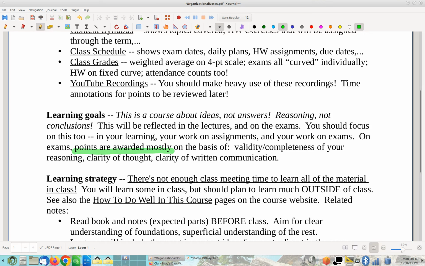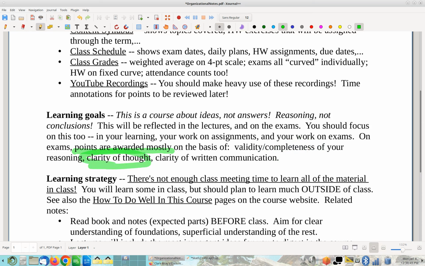Okay. So just to be as explicit as possible on exams, here's where points come from. It comes from the validity of your reasoning, the completeness of your reasoning. Did you think everything through? You didn't skip any big steps or forget to check any important conditions of a theorem or anything like that. So again, heavy focus on reasoning.